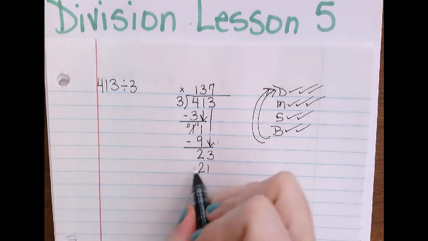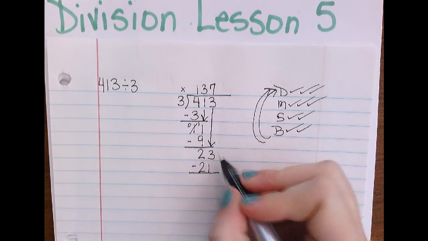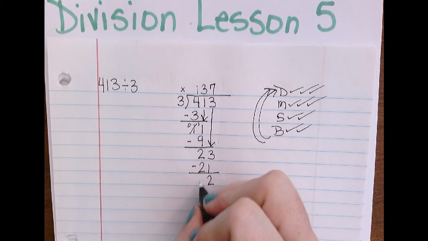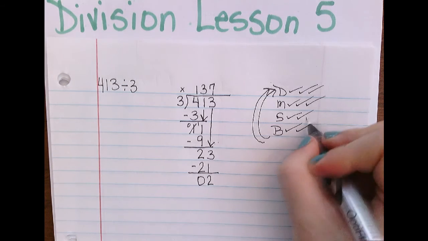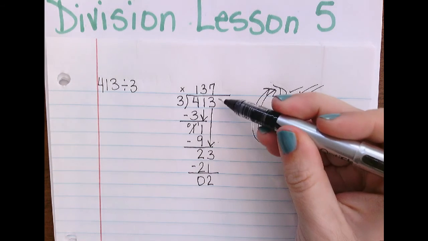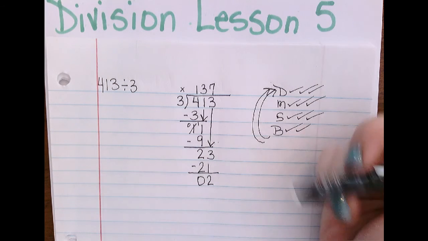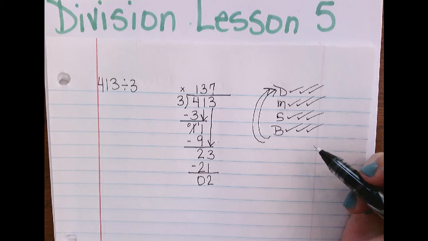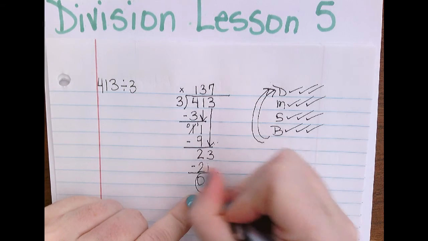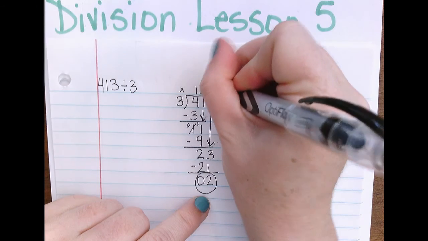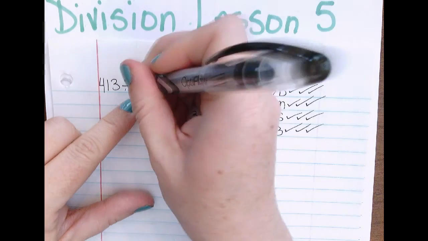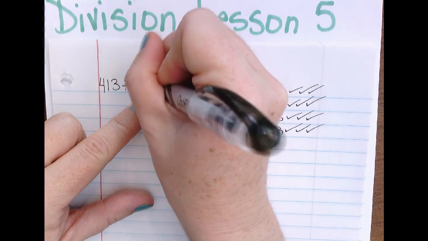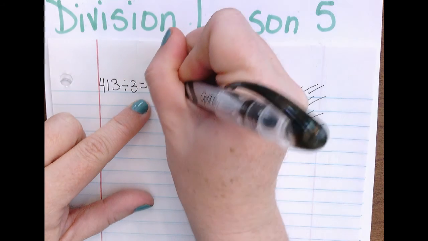Then we subtract. 3 minus 1 is 2. 2 minus 2 is 0. Subtraction is done. Do we have anything to bring down? No, we do not. We have no more digits to bring down. We do have a number left over here, so that becomes our remainder. So 413 divided by 3 equals 137, remainder 2.